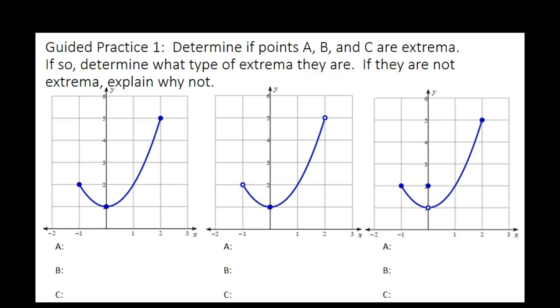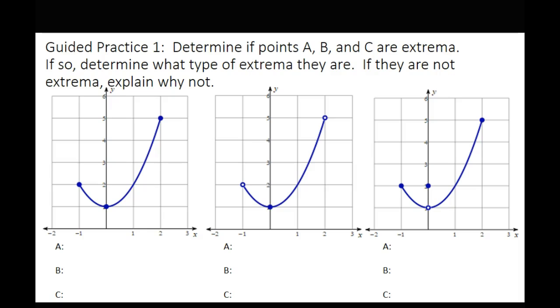So let's go ahead and label these. Let's call these three points A, B, and C. There we go. Determine if points A, B, and C are extrema. If so, determine what type of extrema they are. If they're not, explain why not.